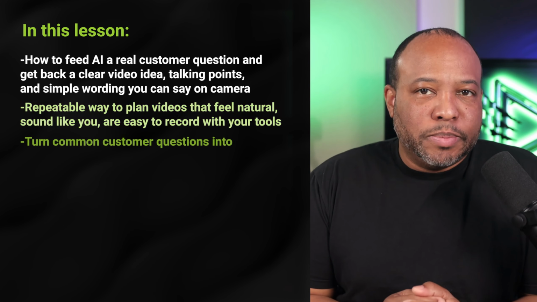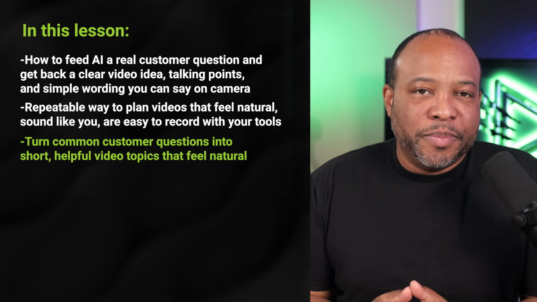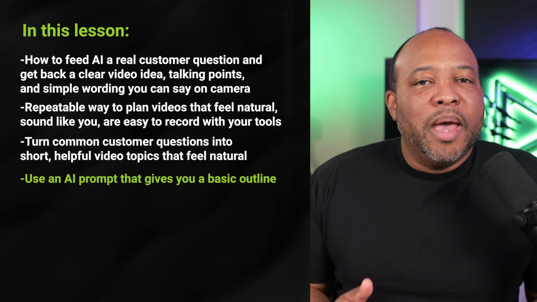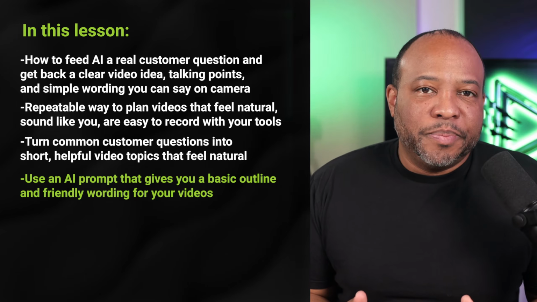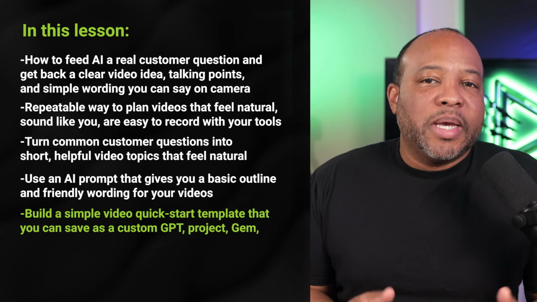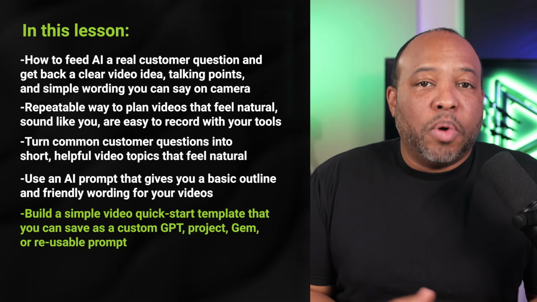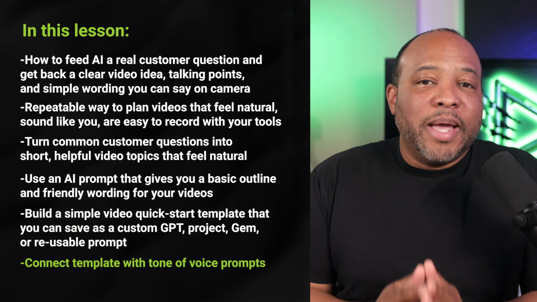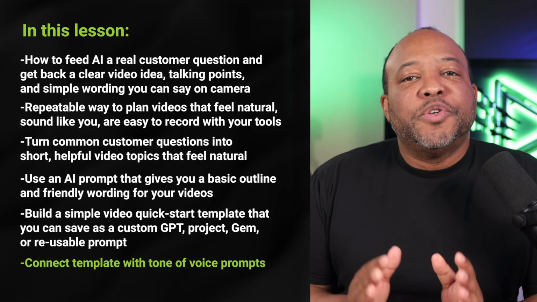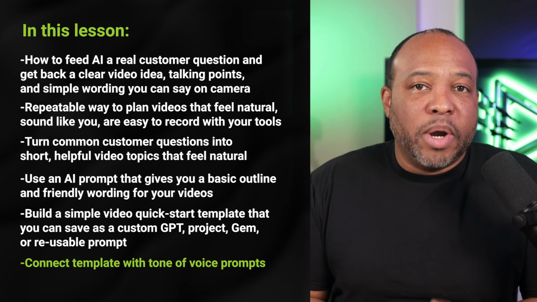Turn common customer questions into short, helpful video topics that feel natural. You'll be able to use an AI prompt that gives you a basic outline and friendly wording for your videos. You'll build a simple video quick start template that you can save as a custom GPT, a project, a gem, or a reusable prompt. And then you'll connect that template with the tone of voice prompts or custom GPTs you saved earlier in this course so every video still sounds like your brand.